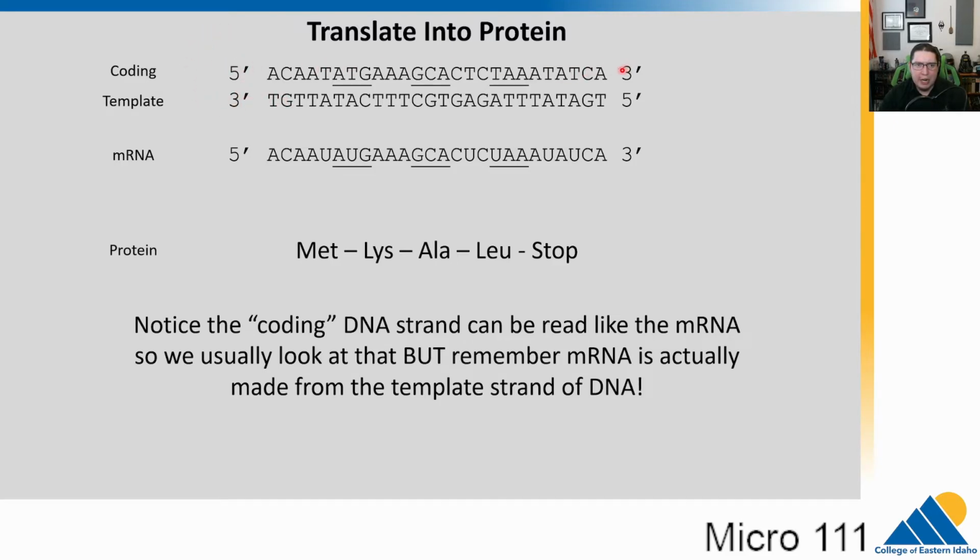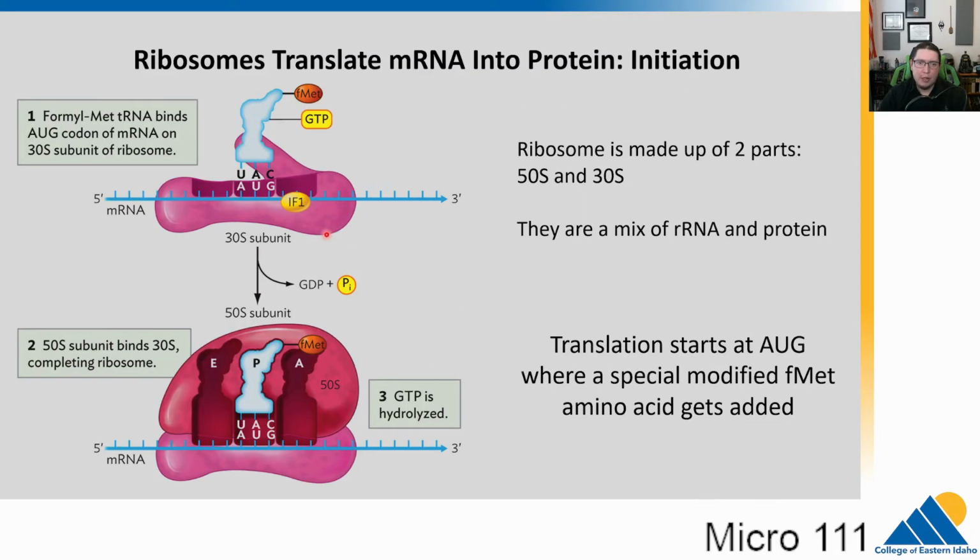if we look at the DNA, the coding strand reads much like the mRNA. Remember, the coding strand didn't actually do anything, but when we look at DNA, we can read the coding strand and decode our DNA into what proteins it makes. Remember, the template was actually how we made the mRNA, and then the mRNA, so that's transcription, the mRNA gets translated into the protein.